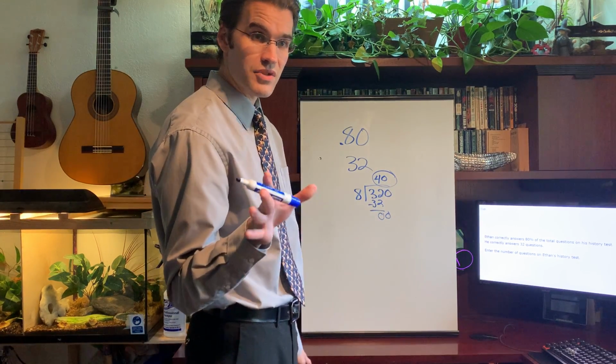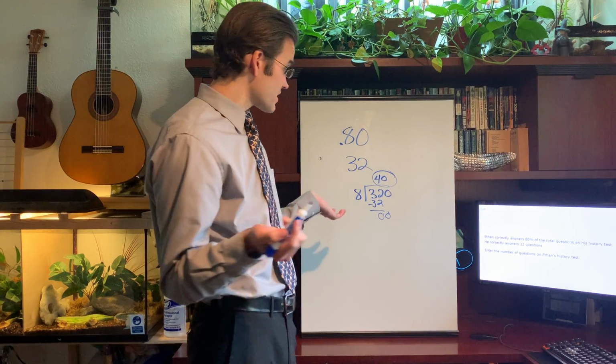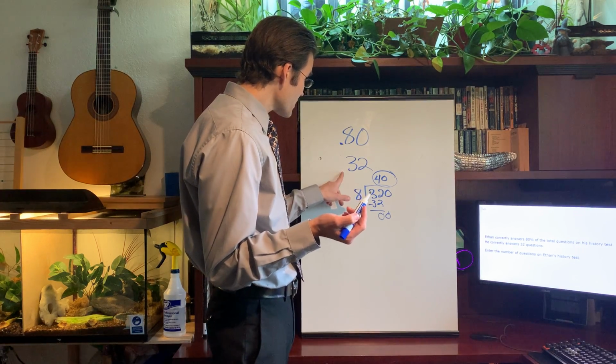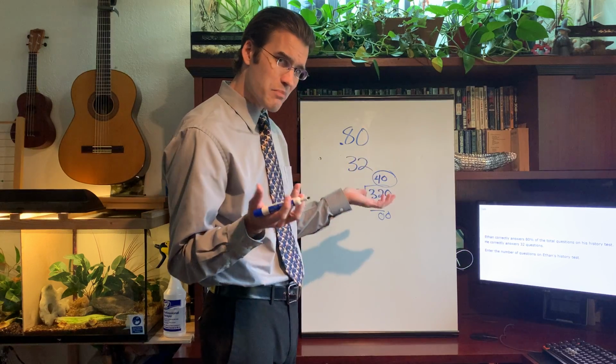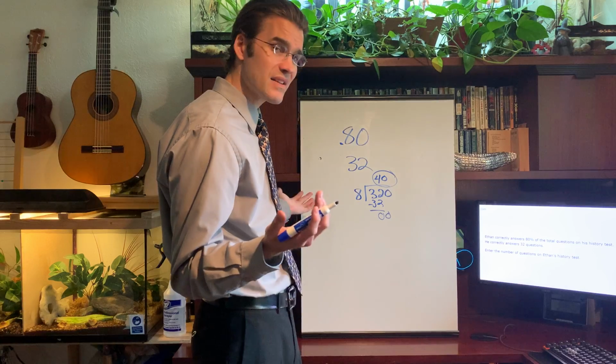Now, here's the thing. Let's see if it passes the logic test. If he got 80% right, which is pretty good, right? That's like a B. And he got 32. Does 32 out of 40 sound like about 80%? That's pretty close, right? So it passes the logic test.